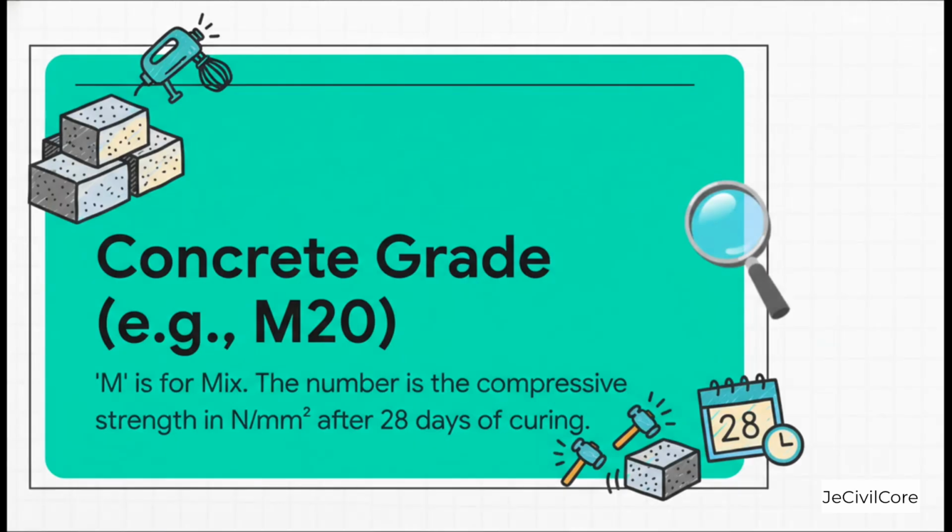So you see M20 written everywhere. But what does it actually mean? It's pretty straightforward. The M just stands for mix. And the number, the 20, well, that's the goal. It's the target compressive strength in newtons per square millimeter that the concrete should have after curing for 28 days. So M20 concrete should hit 20 newtons per millimeter square of strength.